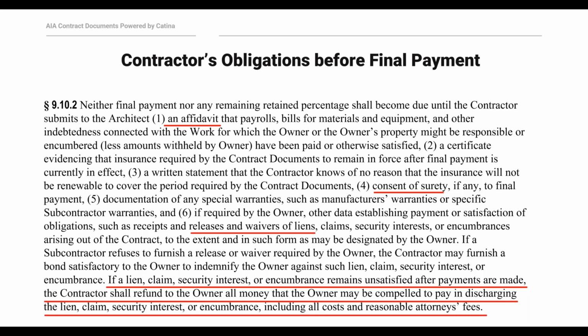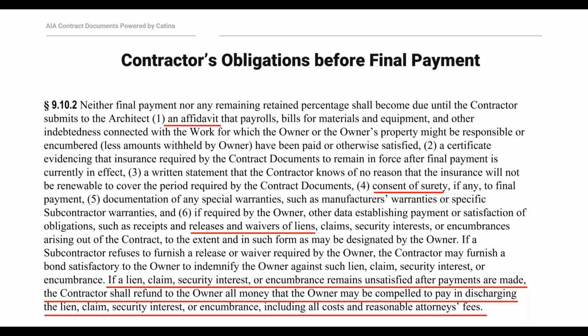The third requirement is that the contractor must provide consent of surety, if there is any, to final payment. And now that requirement can be satisfied by using our G707 form. Actually, I'm sorry, I misspoke. That's the 4th requirement here. And it can be satisfied by using the G707 form. And I'll be talking about that G707 form a little bit later. The 5th requirement to final payment is that the contractor must submit things like manufacturer's warranties to the architect, who of course is then going to be turning them over to the owner.